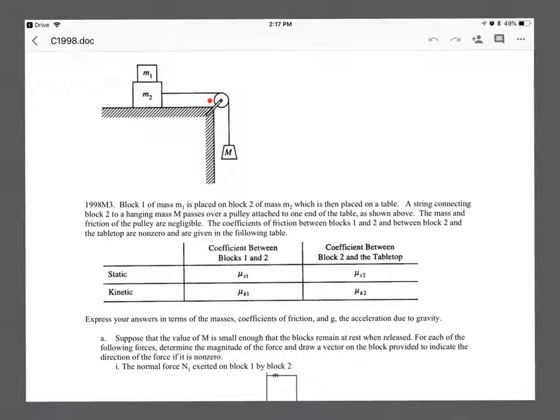In this situation, it's defined down here that the mass for big M is small enough that the entire system remains at rest. Okay. We want to label the force, draw the force vector on the block, as well as determine the magnitude.